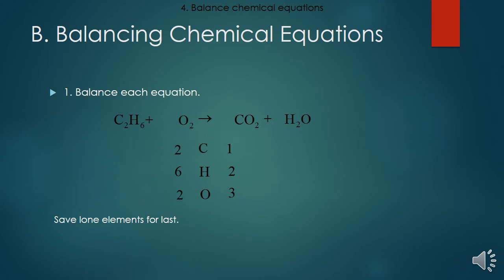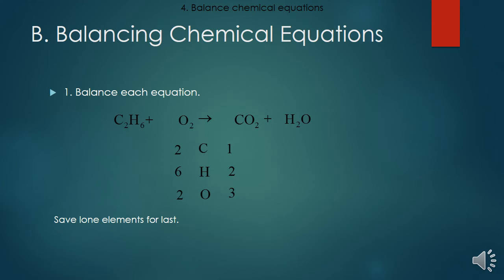The reason is, if I have the carbon and the hydrogen balanced, then I can go back and add a coefficient in front of the O2 and only change the O2. I don't have to worry about putting a coefficient there and then changing one of the other elements I already have balanced. So let's balance the carbon and hydrogen first.